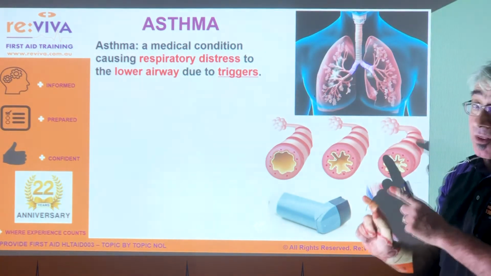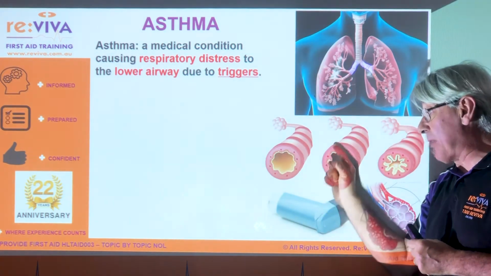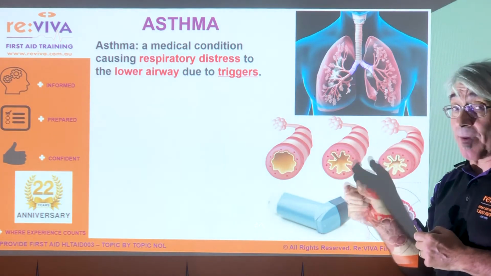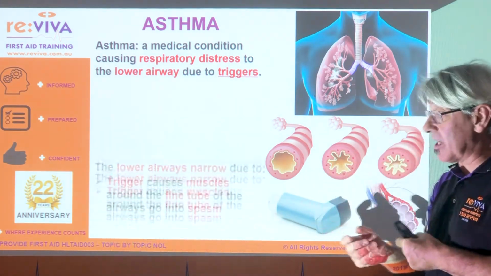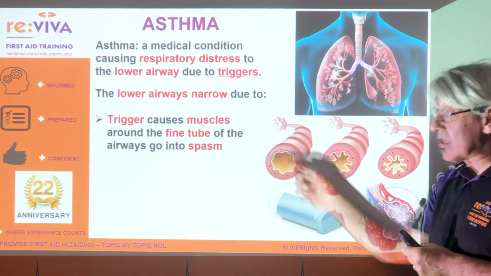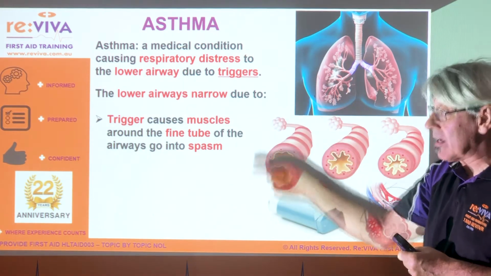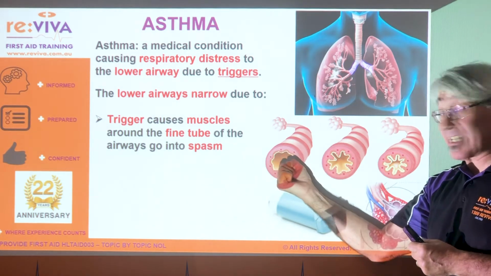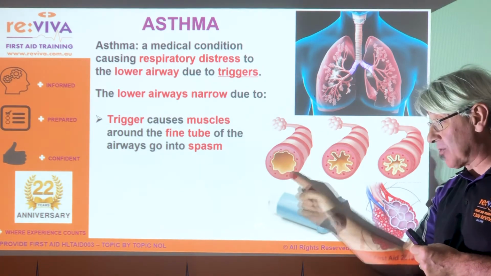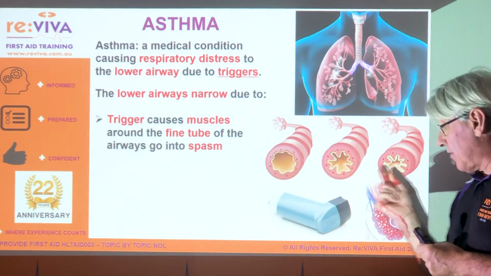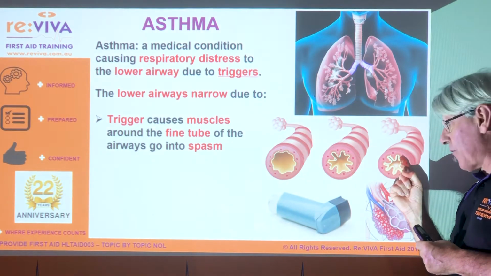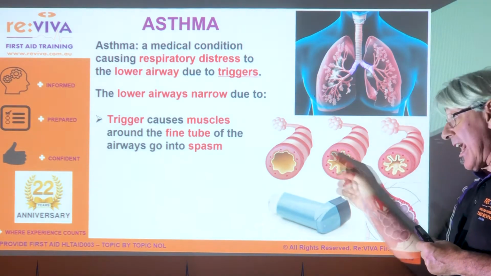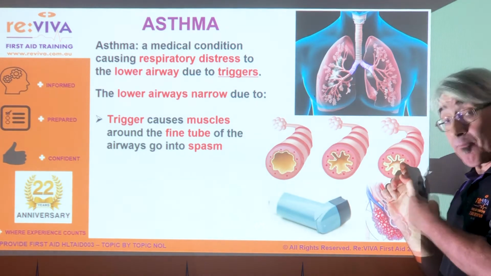Now, the other important thing I want to highlight is what these pink stripes are. These pink stripes are muscle. It's a specialised muscle that lines our organs, and due to these triggers, these muscles around the fine tubes, which you can see here, have gone into spasm. And as they go into spasm, they shrink the diameter of your airway, making breathing harder.